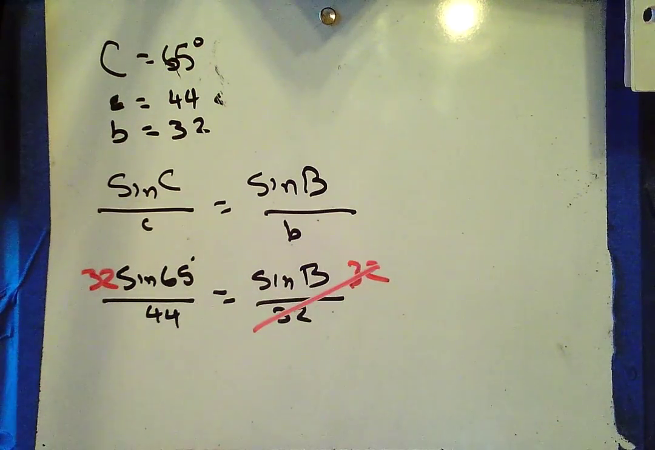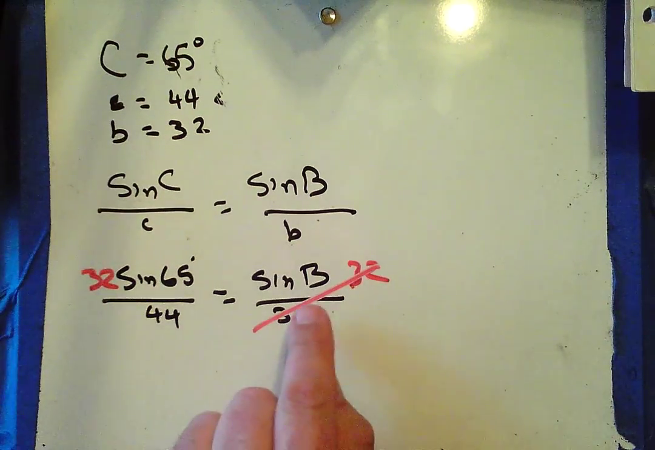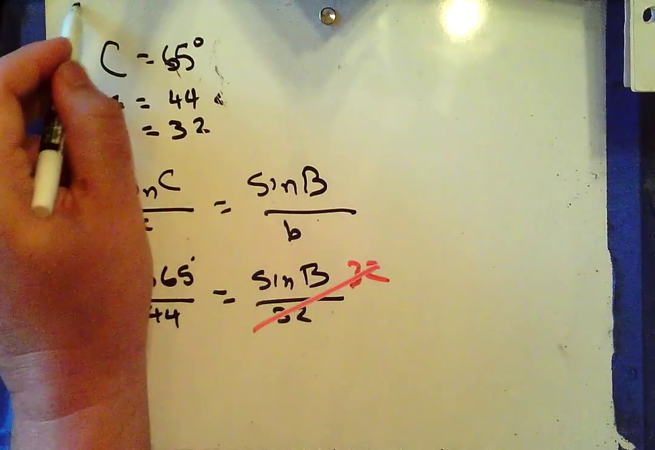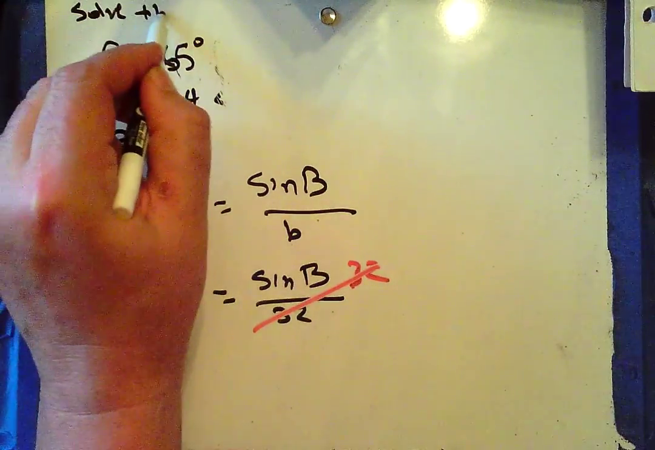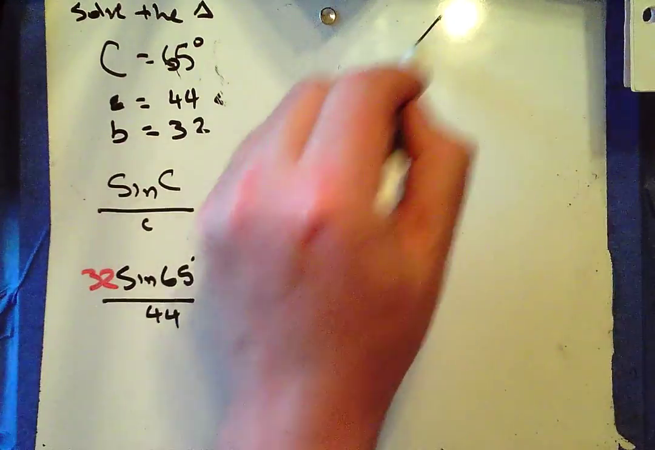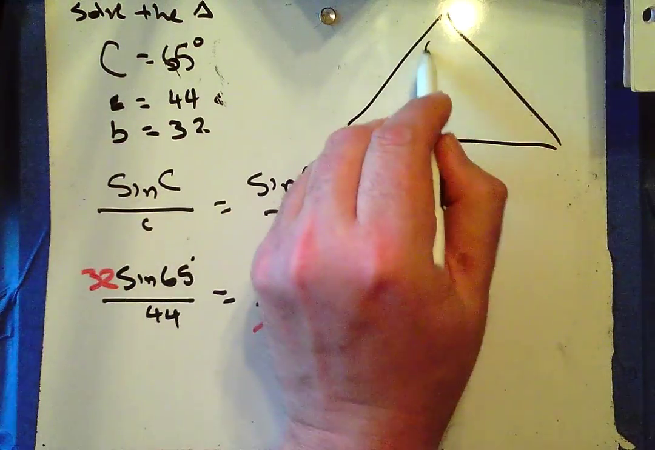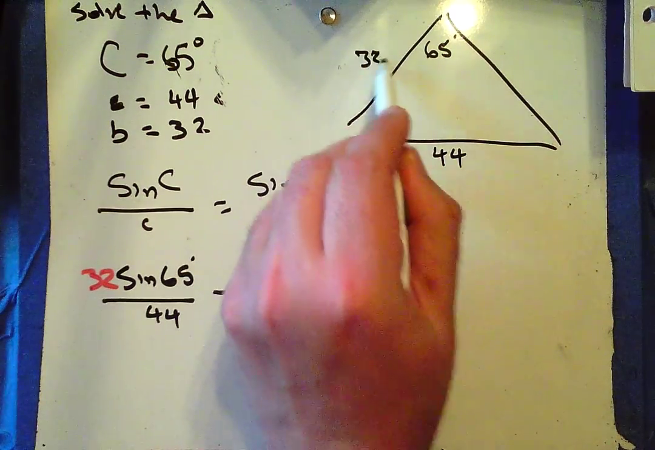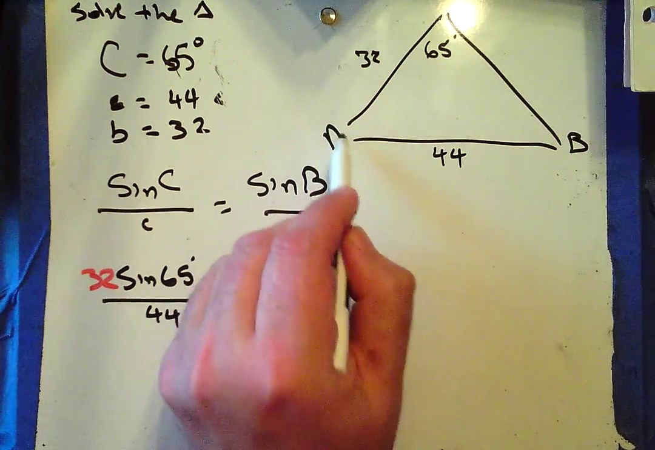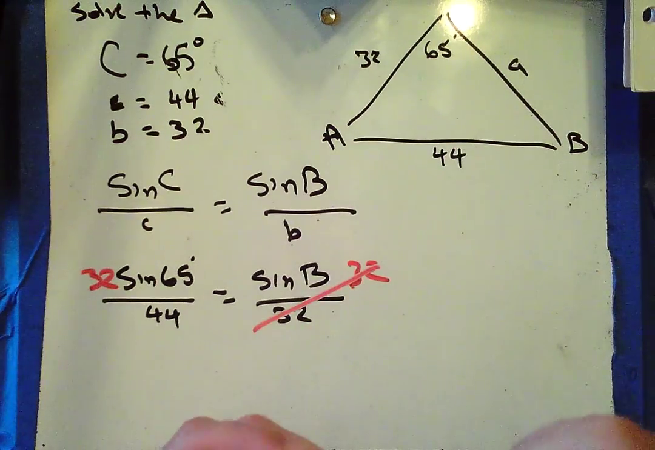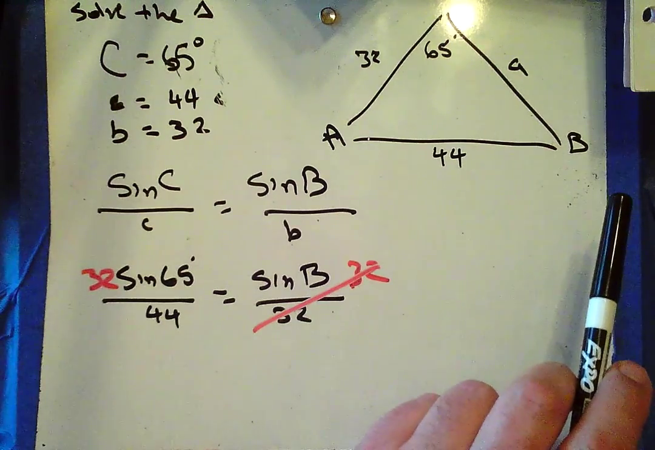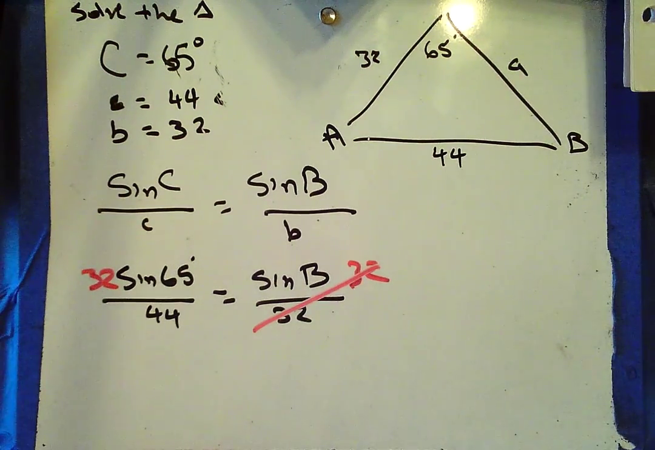And we can find the sine of B. Now, the sine of B isn't what we're looking for. Remember, we're trying to solve the triangle. And right now, we have these three pieces of information, 65, 44, 32, B, A, and little a. So I need to find this angle, this side, and this angle. Okay, so what I'm going to do is solve this equation.